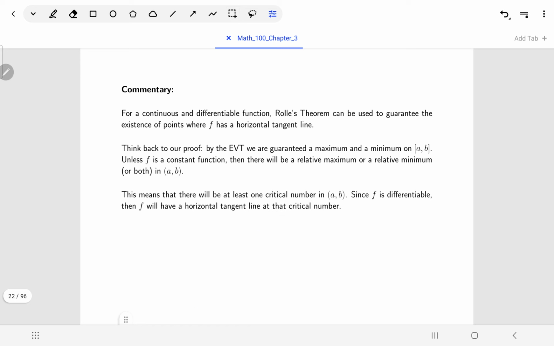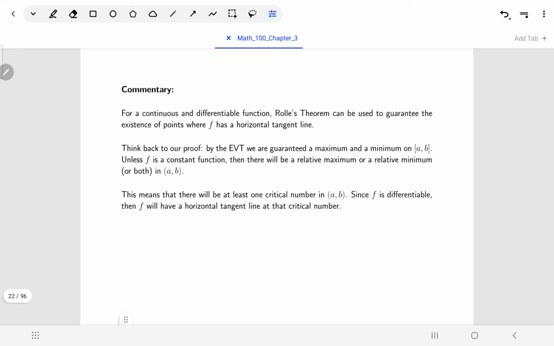So that's really what Rolle's theorem is telling us, is if you have a nice continuous and differentiable function, and if f of a and f of b are equal to each other, then somewhere in between, there's going to be a place where there's a horizontal tangent line. And of course, we kind of know where those places would be, and that's kind of given out by our proof. If we're not talking about a constant function, then where that horizontal tangent line happens is at some critical number, either one that's related to a relative maximum or a relative minimum that's inside of our interval.